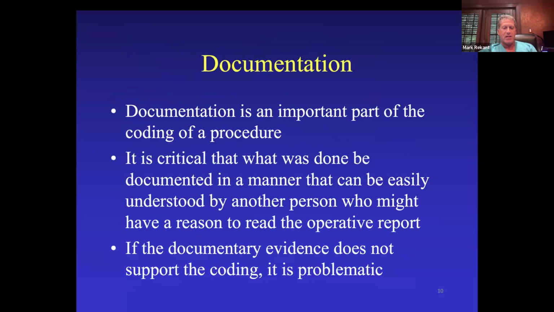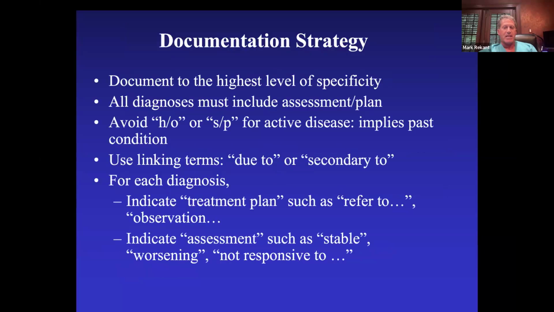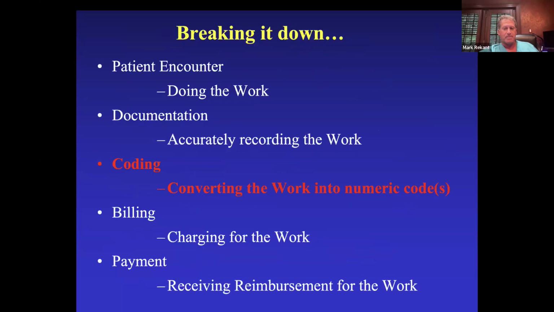Obviously, we've talked about this. If the documentation evidence doesn't support the coding, we're going to have problems. Other thoughts, just while you're doing your documentation: avoid symbols, such as you can see here with lipids or blood pressure. Other documentation strategy: avoid "history of" or "s/p" for active disease, because that sort of implies a past condition. Avoid linking terms, and for each diagnosis, indicate a treatment plan and an assessment of stable or worsening, which will help with upcoding, as we'll see down the road.